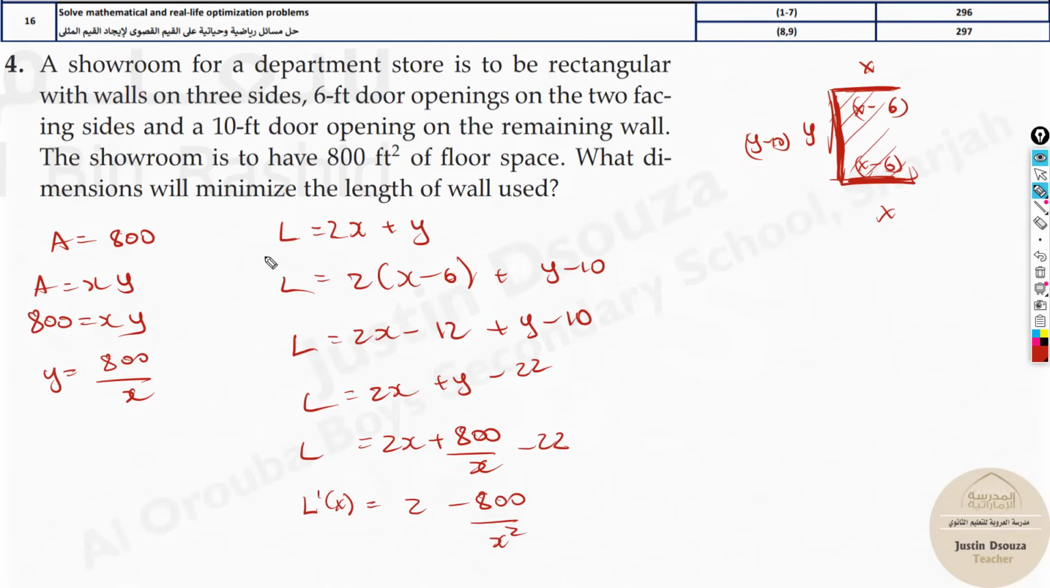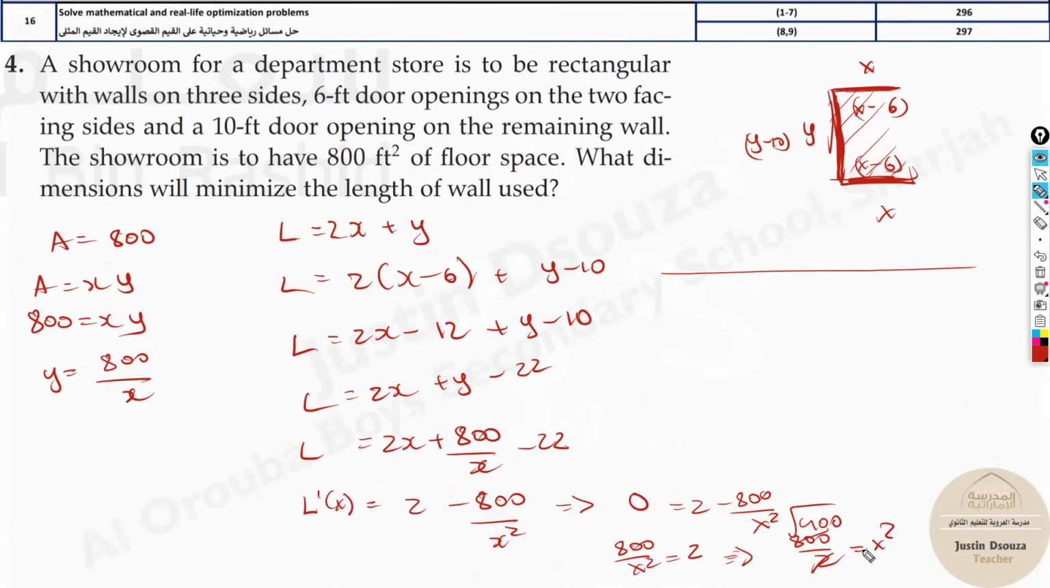This is the length. Now they have asked to minimize the length right over here. So let us just check whether it's minimum or not. Oh, sorry, before that, you need to put this as 0 and solve it. Okay. So what happens is here L dash, the derived one, will be equal to 0, that is equal to 2 minus 800 by x squared. Take this to the other side. What happens is it will be 800 by x squared equals 2. Now change it over here, it will be 800 by 2 equals x squared, cancels, it'll be 400. What is the square root of 400? It's 20. So x is plus or minus 20.